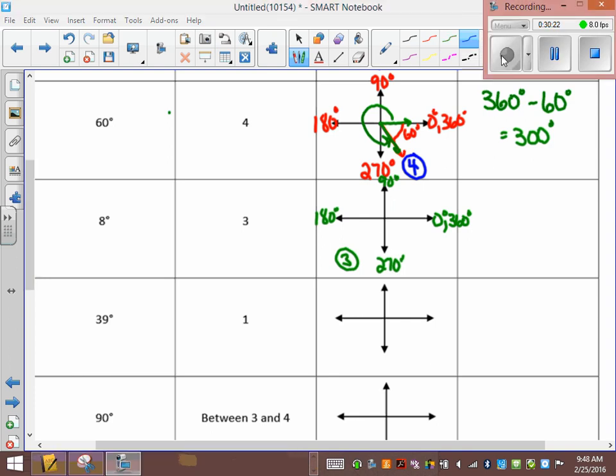Okay, 8 degrees. Pretend that that's 8. That is more than 8, but it's just so tiny. 8 degrees. So this one would be 180 plus 8, which is 188.